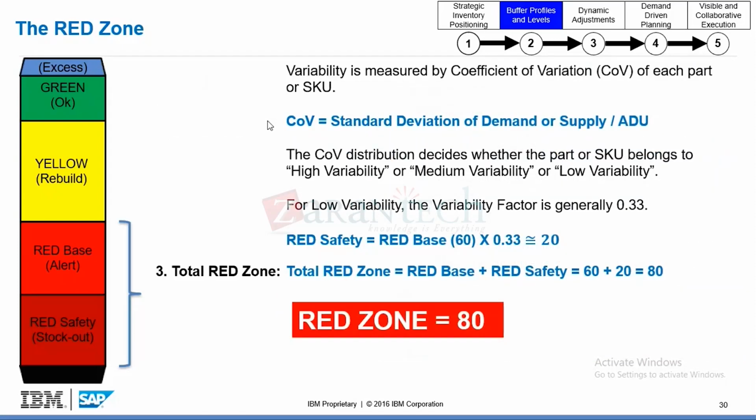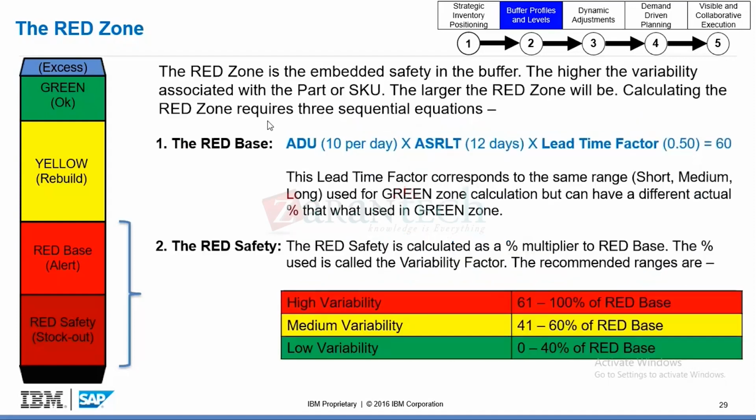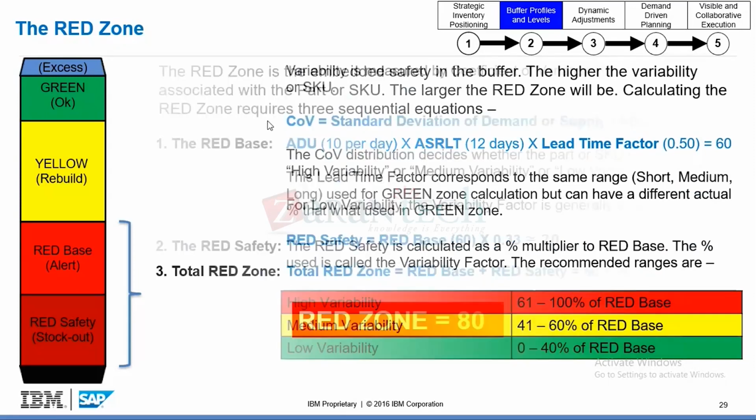And this variability is measured by what is known as the coefficient of variation. The coefficient of variation is the standard deviation of demand or supply divided by ADU. The coefficient of variation distribution decides whether the part or SKU belongs to high variability or medium variability or low variability. For low variability, the variability factor is generally 33%.